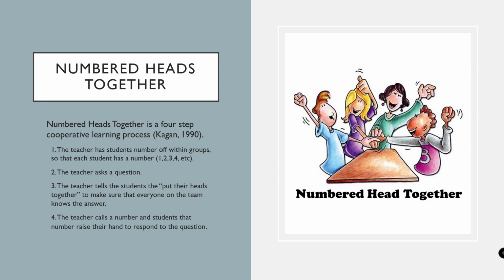There's a 1, 2, 3, and 4 in each group. And the teacher asks a question. So it could be a little form of formative assessment, a little quiz at the end. The teacher asks a question, and then the team, the 1, 2, 3, and 4, 5 or 6, whatever it is, they all get together and they go, what's the answer?